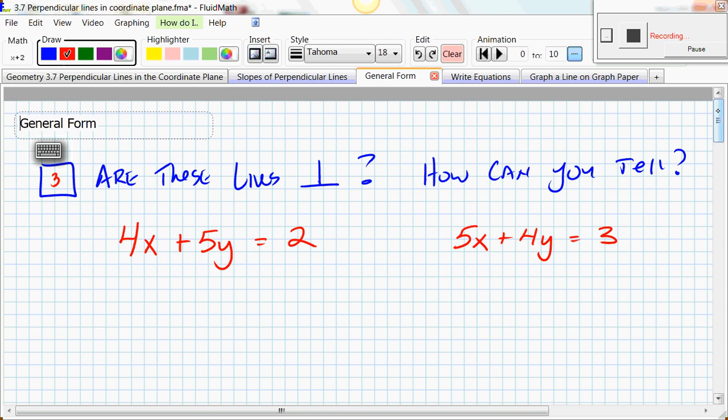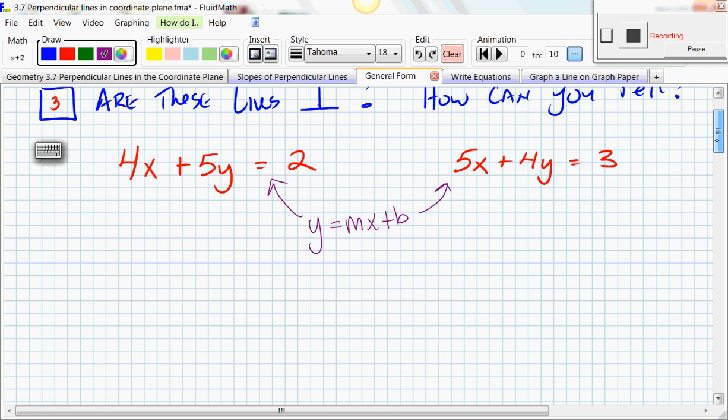So let's talk about the general form now. Are these lines perpendicular? How can you tell? Well, these don't look like they're in the form of y equals mx plus b. These are different, right? So what we need to do is change these into y equals mx plus b form. Here's how you do it. If I had 4x plus 5y equal to 2, I want to solve for y. So 5y is going to equal negative 4x plus 2 just by moving to the other side. And then, of course, dividing by 5, a little algebra review. So y would be negative 4/5 x plus 2/5.